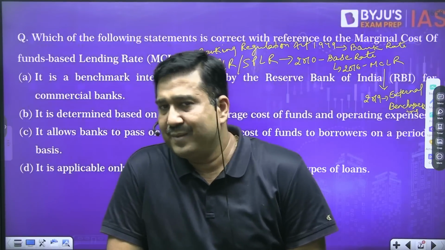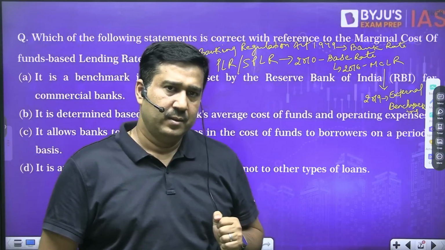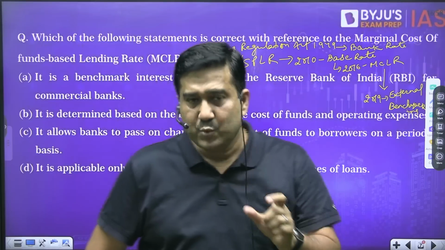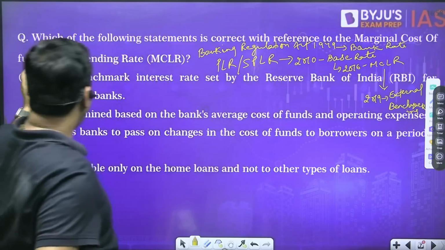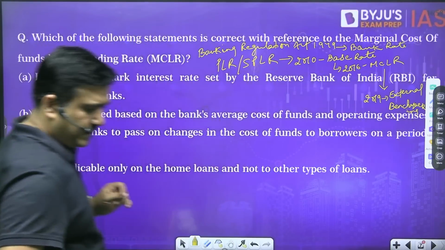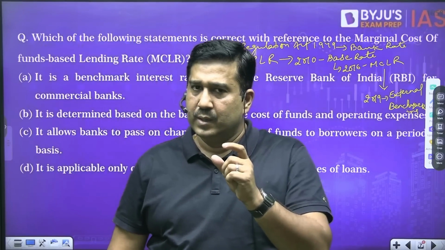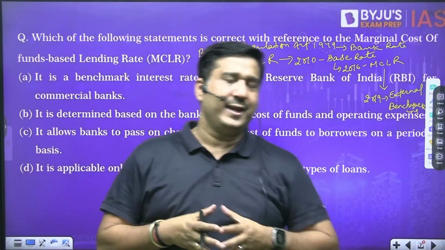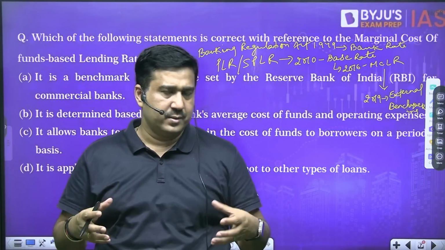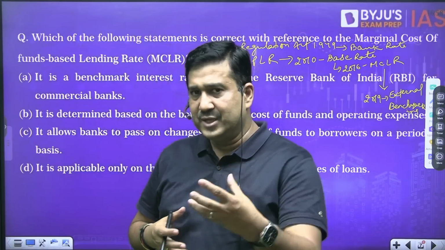But that was not happening. Banks were actually taking the advantage of rate cuts by RBI, but banks were not forwarding it to the customers. And that is why the marginal cost of fund-based lending rate was introduced. It simply means, if you look at this question, banks will charge lending rate based on the actual cost of fund and not on the basis of average cost of fund. Marginal means additional.